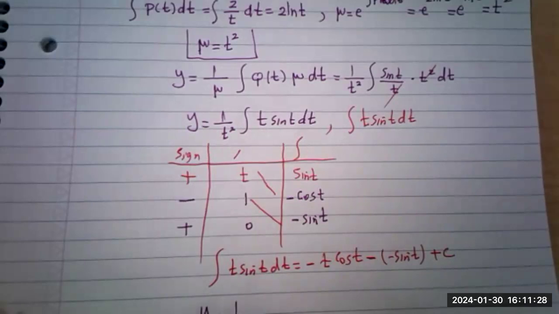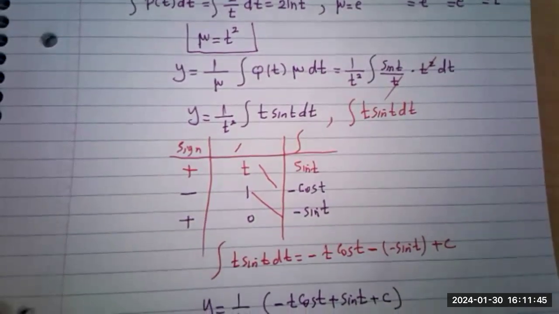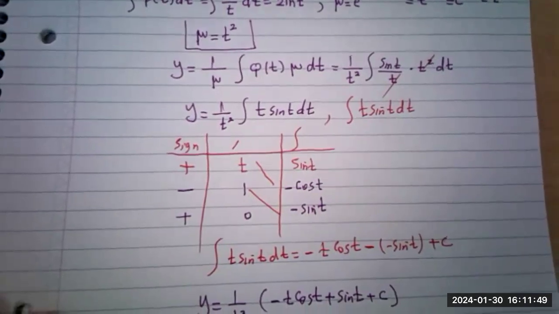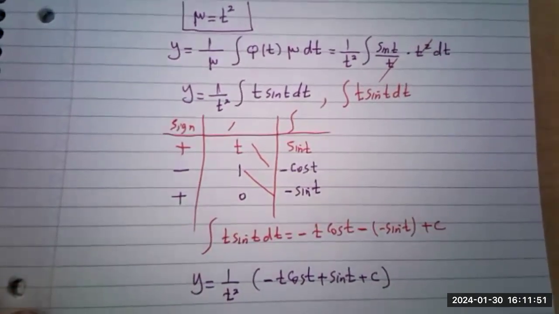y equals 1 over t squared times negative t cosine of t, plus sine t, plus c. Okay, so that would be the general solution. You can multiply t squared inside, simplify it, and then you have to find the c.